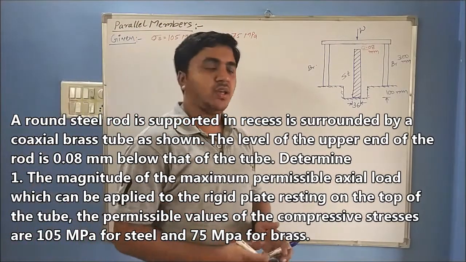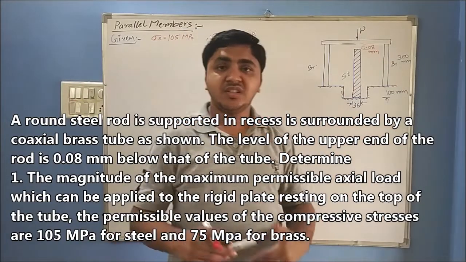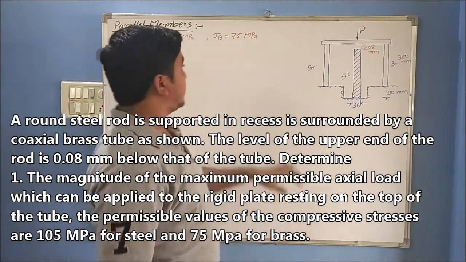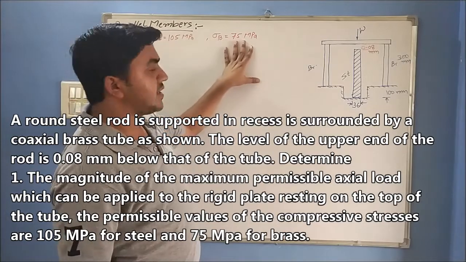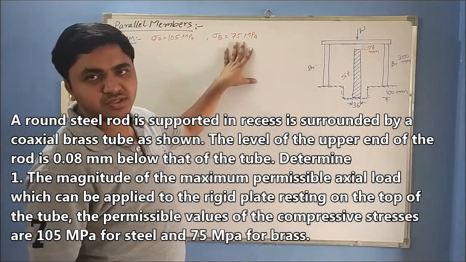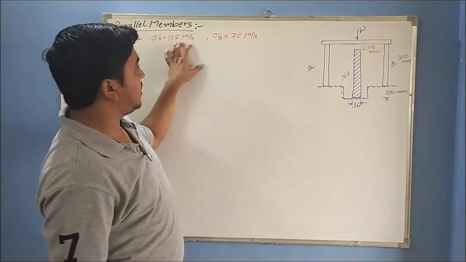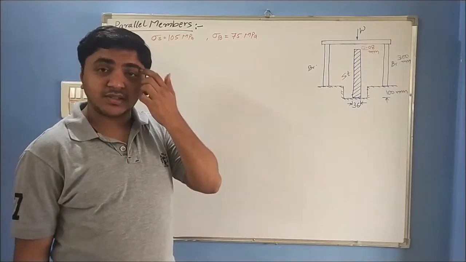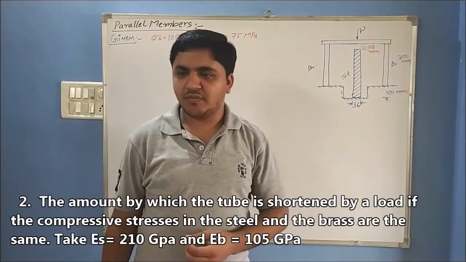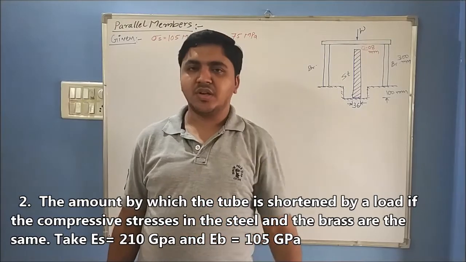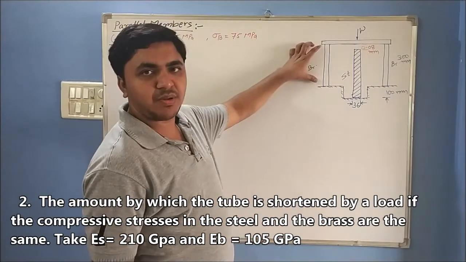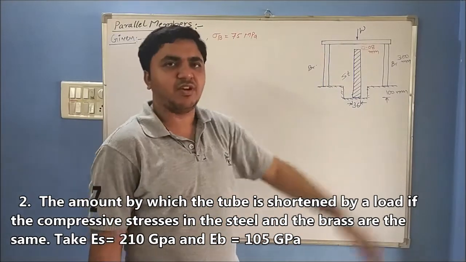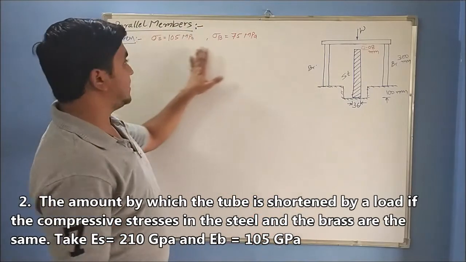So you have to apply the load W in such a way that the stress in steel and stress in brass should be limited to these two values. इससे ऊपर स्टील और ब्रास का स्ट्रेस नहीं होना चाहिए. Second thing you have to find out is the total amount of shortening of the brass tube. So that we can find out later on. But first of all, we'll see this thing.